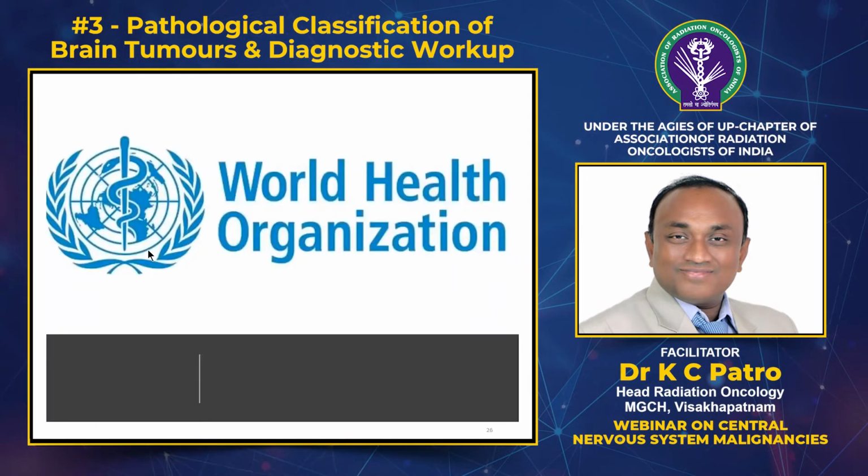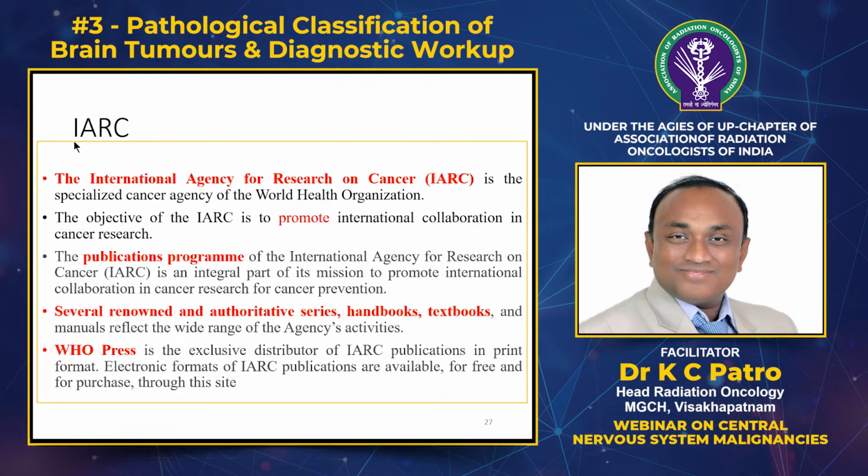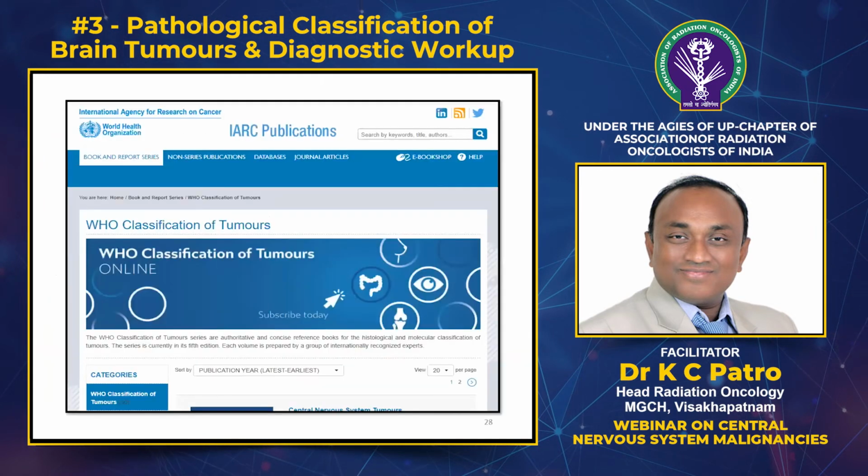If you come to the World Health Organization's website, there is IARC, known as the International Agency for Research on Cancer. It is the specialized cancer agency of the World Health Organization. IARC promotes international collaboration in cancer research, with publications, authoritative series, handbooks and textbooks. WHO Press publishes all this documentation. If you go to the WHO classification website and IARC publications, you will find not only the central nervous system classification but many tumor classifications on the board.